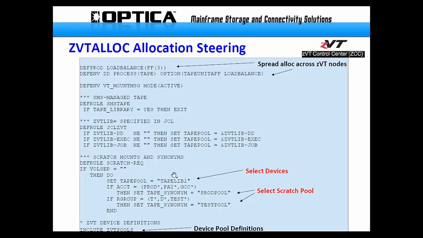They're very simple. It's a very simple if-then-else language in which I can say SET TAPEPOOL equals, and by virtue of saying SET TAPEPOOL equals TAPELIVE1, that will select whatever devices are defined to TAPELIVE1. If I have, for example, a tape data set beginning with a high-level name of PROD or PAY or GCC, then it will mount from the scratch pool called PRODPOOL. And if the RACF user is T or D or something, then it will mount a scratch tape from the scratch pool TESTPOOL. So we can get very sophisticated in these if we want, but usually the allocation rules are quite simple.